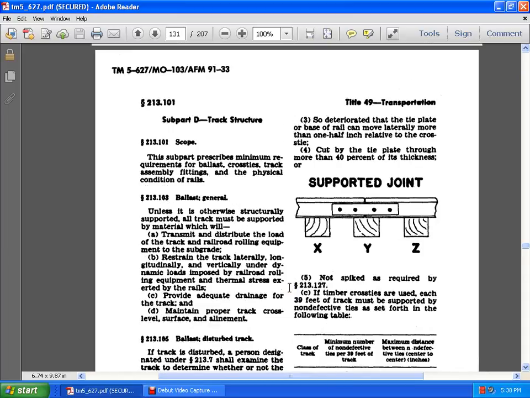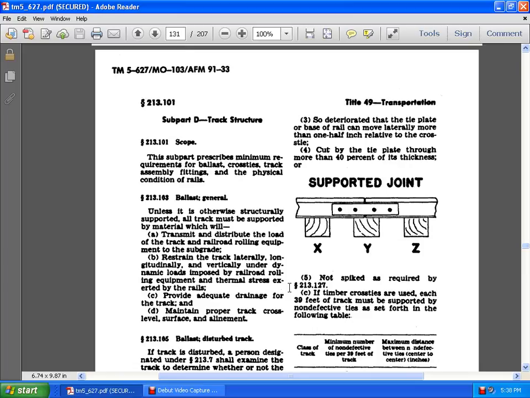A timber crosstie is also defective when the tie plate or base of rail can move laterally more than 1/2 inch relative to the crosstie, or when it is cut by the tie plate through more than 40% of its thickness. A supported joint, X, Y, and Z, is not spiked as required in 213.127. Timber crossties must be used, with each 39 feet of track supported by non-defective ties.